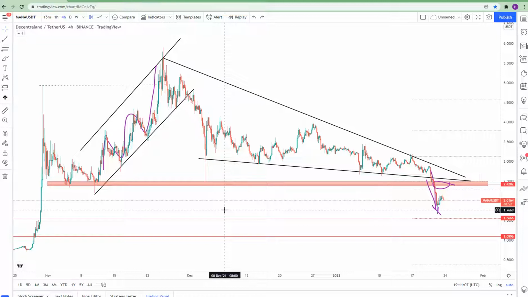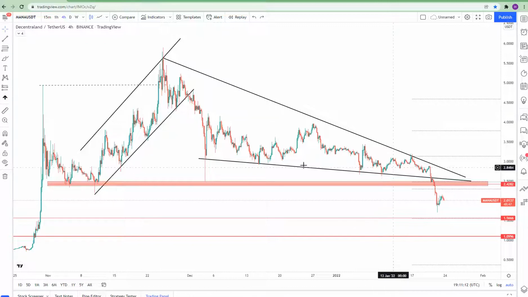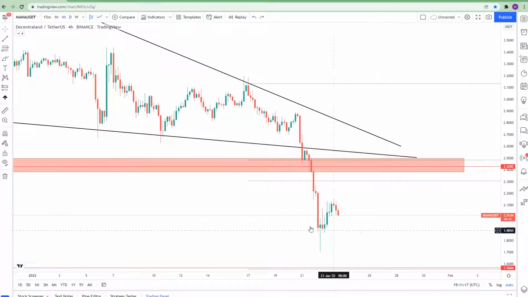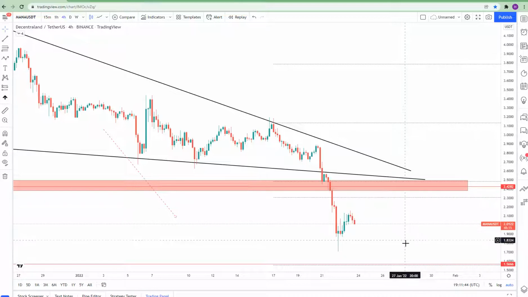Let me just remove all of the drawings from here. Okay, so by seeing these two patterns and a break of the major key level, we can say that at the moment MANA or Decentraland is clearly in the bearish or downside trend. So it's currently bearish, so we should focus on shorting opportunities, and I will talk about some long-term trades as well, where to spot buy this MANA for the long term. But for now I'm discussing the trading scenarios.